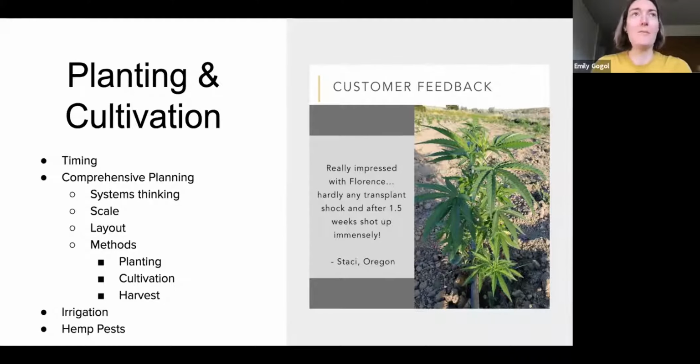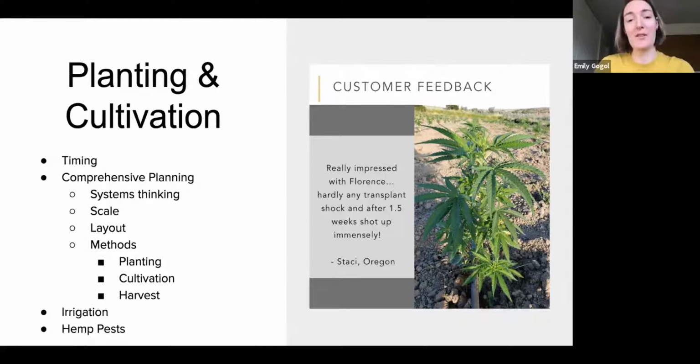Going from a 5-acre grow to a 25-acre grow is not just a 5-fold increase. There are a lot of things that change as you scale up. It's important to think about that before you even start your season every year, even if you're doing the same acreage. What are we going to do differently?